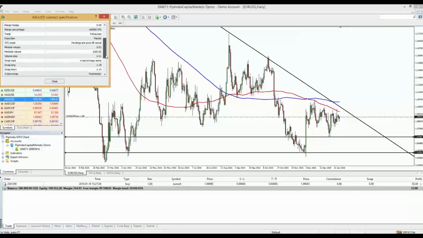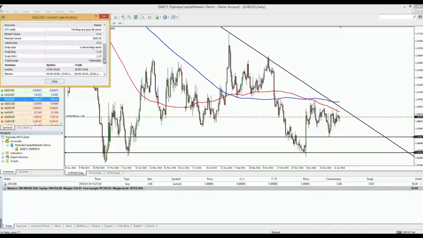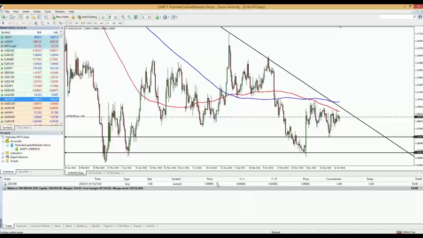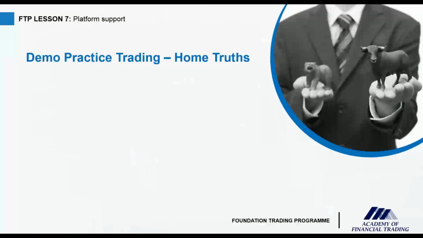Let me just see here, let me go down a little bit more, guys. Execution is straight to market, as you can see here. The swap type is in percentage terms. You can see what the swap price is, guys. That's always done by standard contract size, and you can see the quotes and the trading hours of gold furthermore. And the 3-day swap occurs on Wednesday. Last point then is the contract size is 100 ounces. So standard contract size is 100 ounces, guys. Well, that's absolutely fantastic, and I think that's been a great introduction into our demo trading platform.